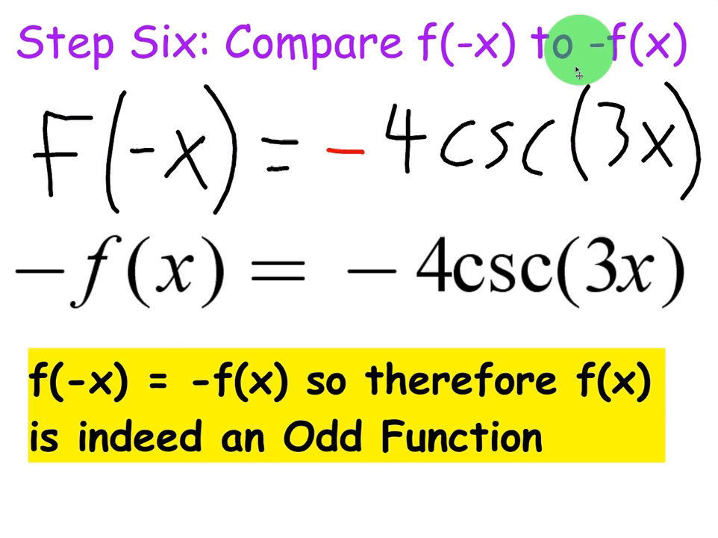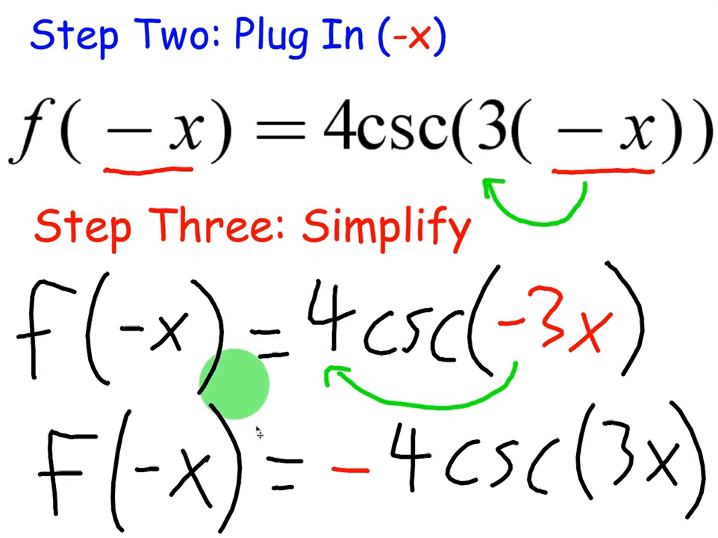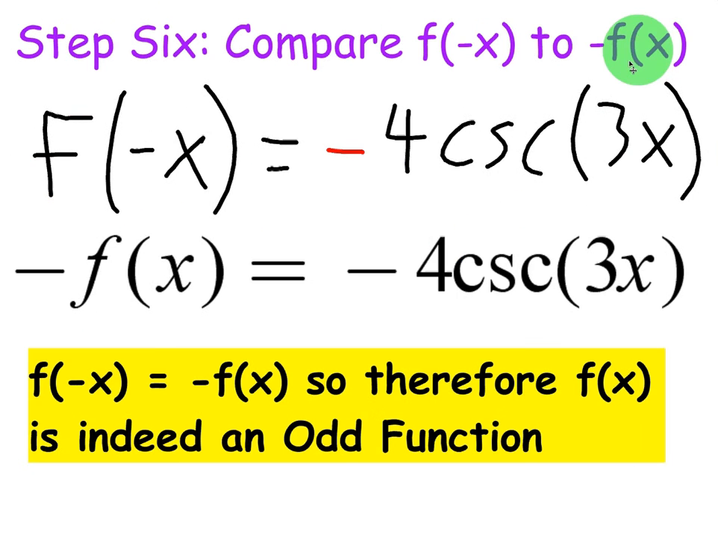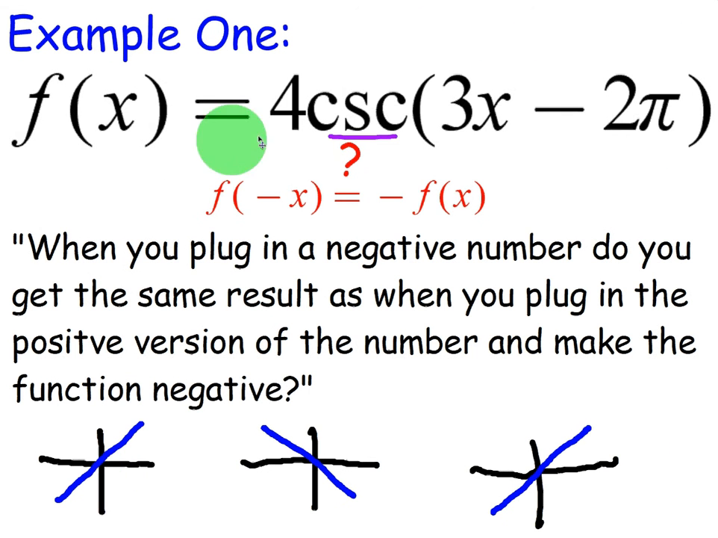Step 6, we want to compare our two results. We want to compare f of negative x to negative f of x. In other words, you want to compare steps 3 and 5, your simplified versions of those two things. As you can see, f of negative x and negative f of x are the same thing. They're both negative 4 cosecant of 3x. Therefore, we've just proven that f of negative x equals negative f of x, so f of x is indeed an odd function. In other words, our original function, 4 cosecant of 3x minus 2 pi, is odd.